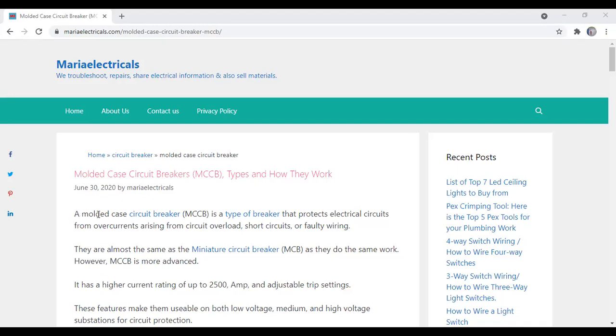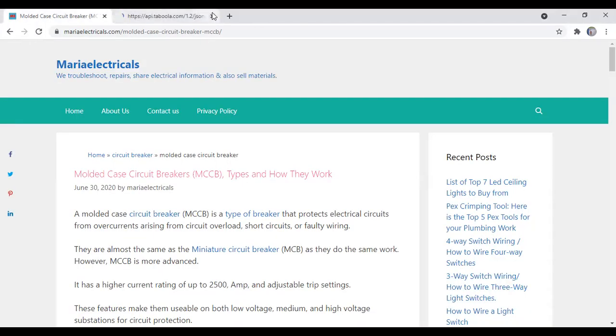Okay, listening. A molded case circuit breaker. MCCB means molded case circuit breaker, which is used to protect electrical circuits from overcurrents arising due to overload, short circuit or faults. MCB also does the same thing. Yesterday, whatever we discussed, MCB also protects electrical circuits from overcurrents which occur due to overload, short circuits, or fault currents.